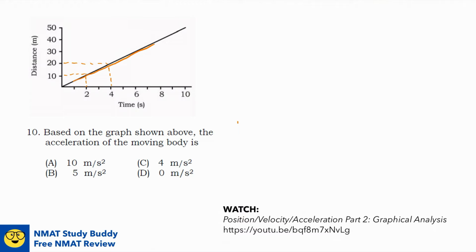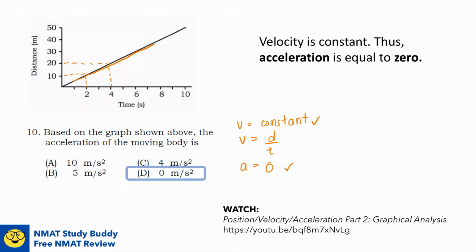So, kapag ganun, yung velocity is constant. Kasi 'di ba yung formula for velocity is distance over time. Ayan, constant yung velocity, meaning acceleration is 0. Kasi yung definition ng acceleration, yun yung rate of change of the velocity of a moving body. So, since constant yung velocity, ibig sabihin, walang rate of change ng velocity. So, acceleration is 0. So, yung correct answer natin is D. Yan, velocity is constant, thus, acceleration is equal to 0.